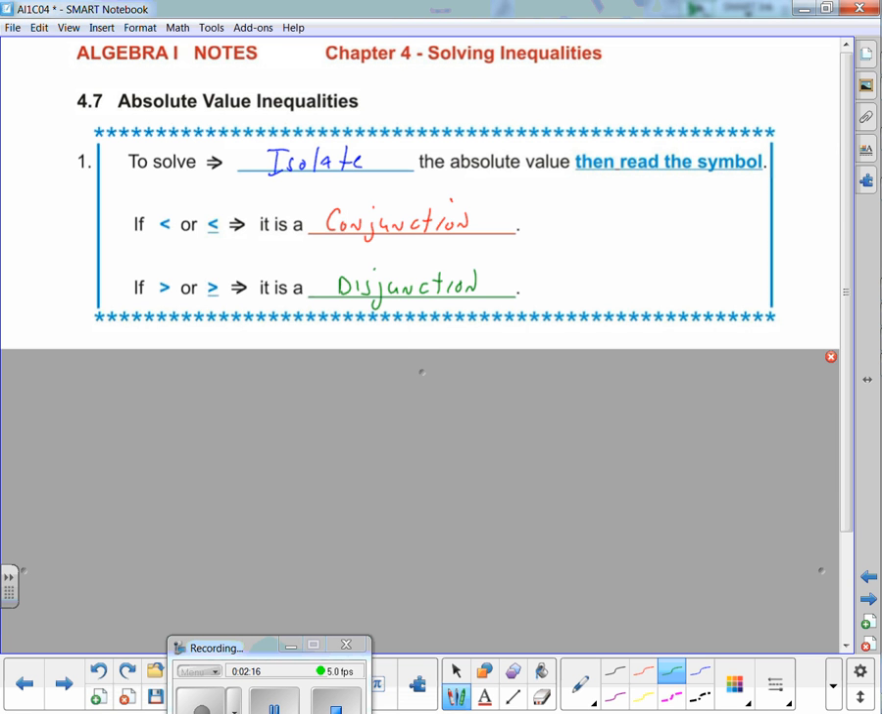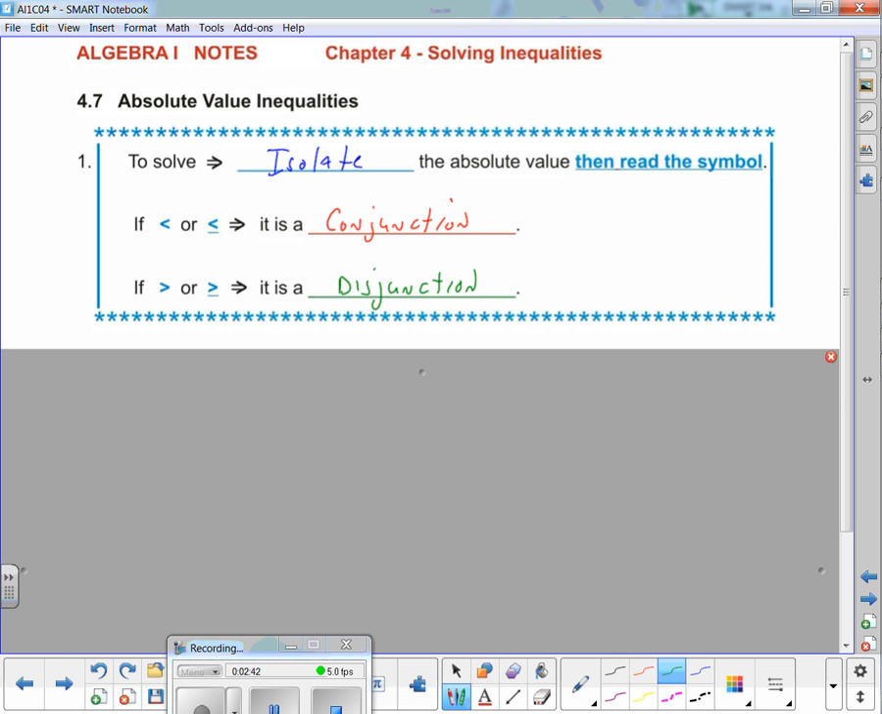Just like on the quiz, I think it was 7 and 8, the bottom there, when you saw the word and, you didn't think conjunction. And when you saw the word or, your brain didn't say disjunction. And you missed those two. So again, when you see an absolute value inequality, you got to say, conjunction or disjunction. Let me ISO the ab and figure out which one it is. And away you go.